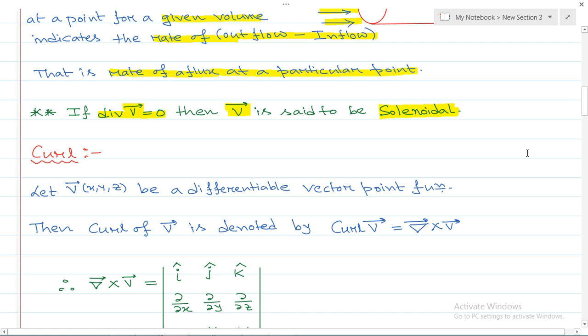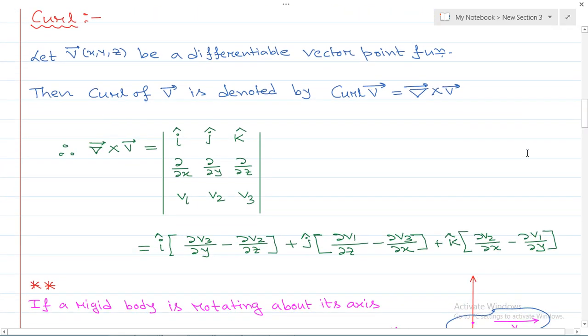Now we come to the next concept, that is the curl of a vector point function. Suppose we have a vector point function V vector of x, y, z, which is a differentiable vector point function having three components along x, y, and z directions respectively as v1 i cap, v2 j cap, and v3 k cap. Then the curl of this vector point function is denoted by curl of V, which is defined as del cross V, where del is the first order vector differential operator, and we take the cross product with V vector.